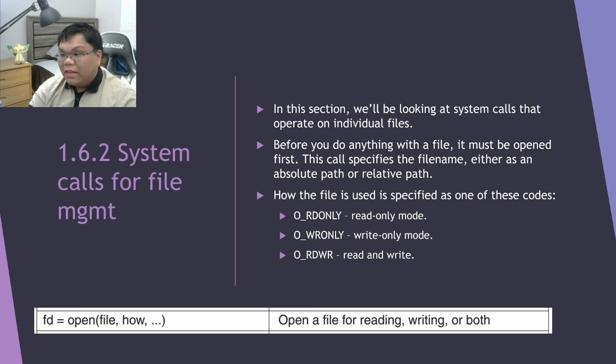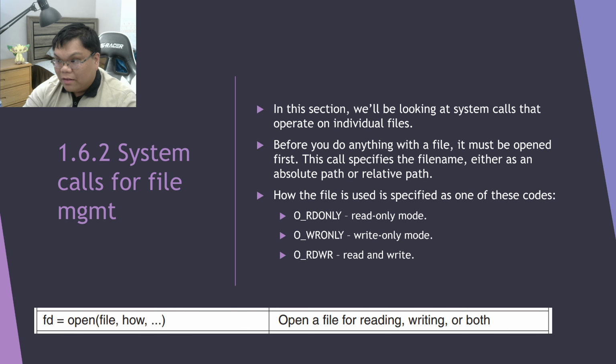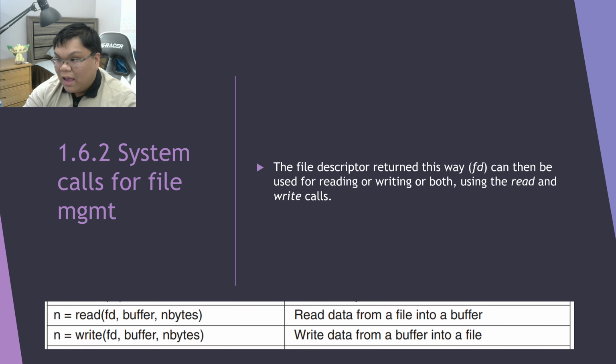So when you open a file, you have to specify what the file is. Also, you have to specify how you're going to open it. Are you going to open it in read-only mode or write-only mode, or are you going to do both operations, reading and writing? The open system call returns a file descriptor, and we're going to use that for our read and write operations.